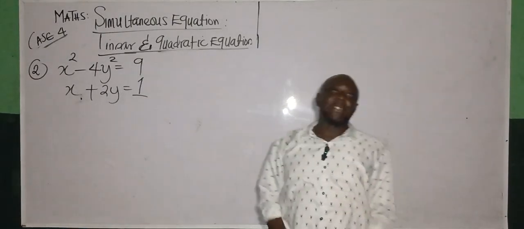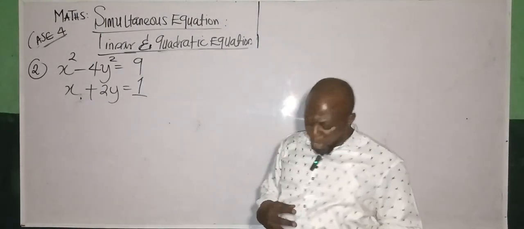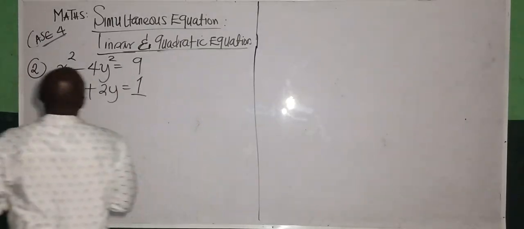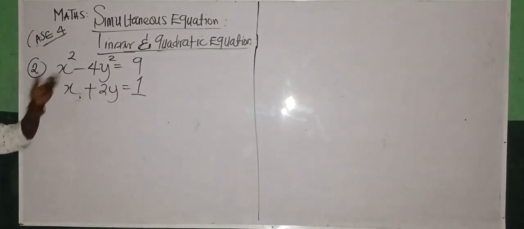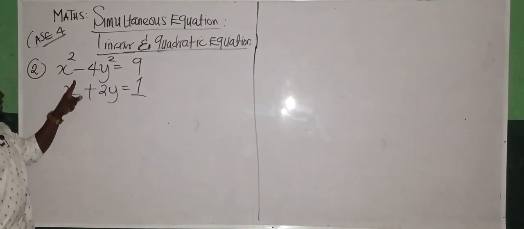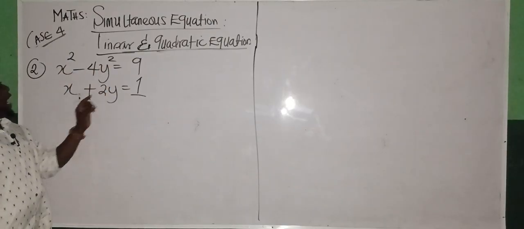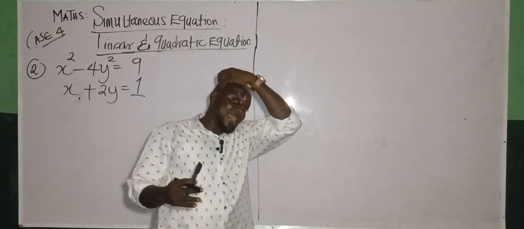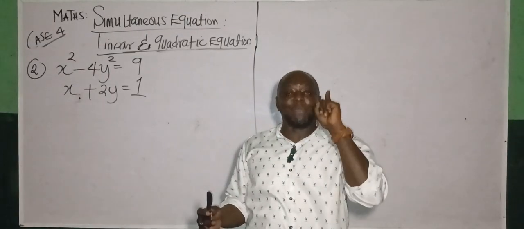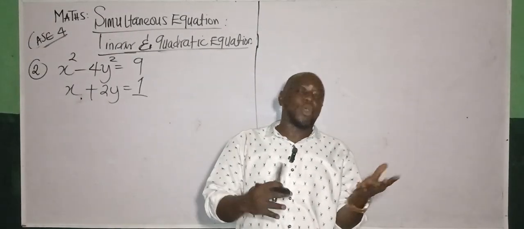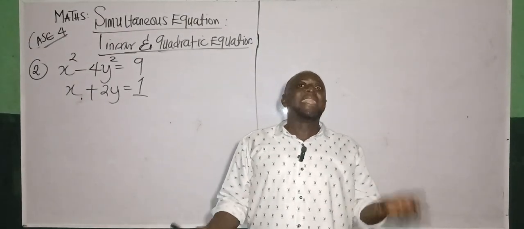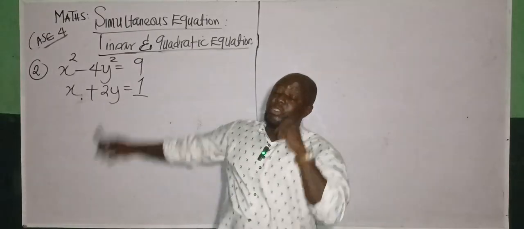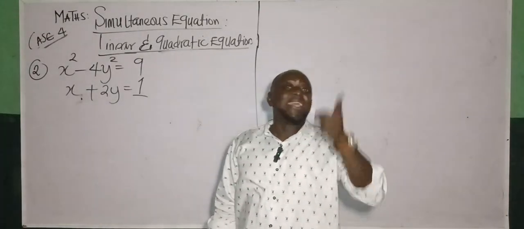So here is the next question, which is number 2. Now, I told you that if you are solving a linear equation, where x is power 1, our first step is to identify the linear equation, that is where x is power 1, and make either x or y the subject of the formula. Then we apply the substitution method. In this kind of simultaneous equation, we must learn to apply the substitution method.